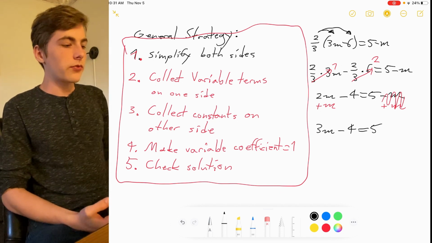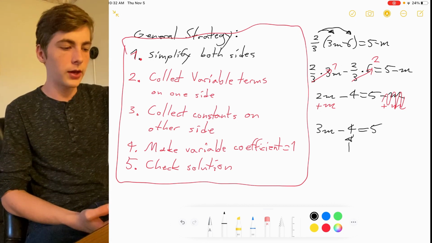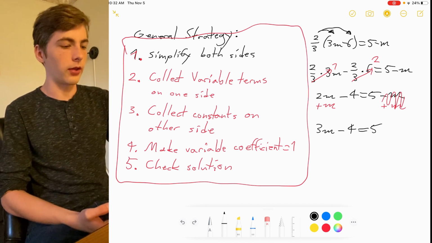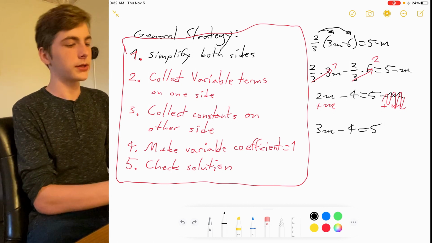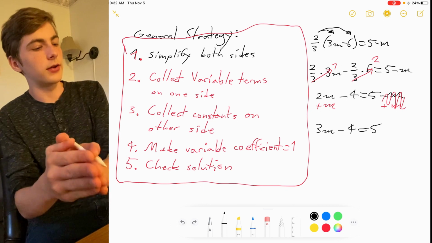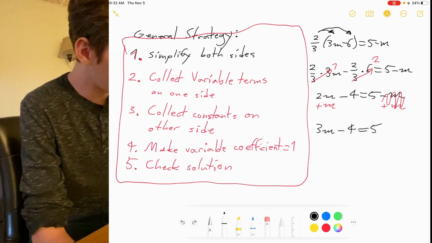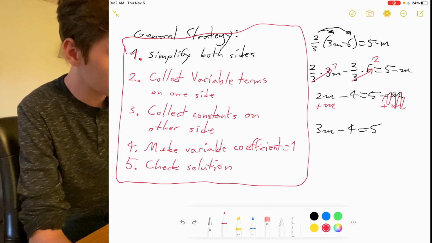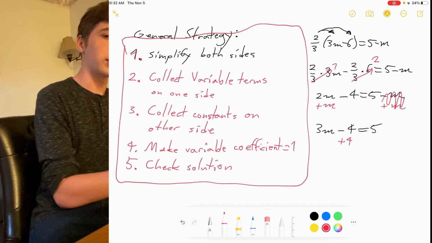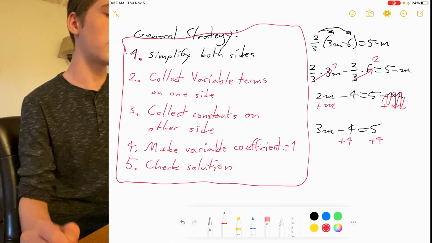Okay, step 3 says to collect the constants on the other side, right? We have one on the left, one on the right, and we want to get rid of the one on the left, right? We want all the constants to be on the opposite side of the variable. So we're going to get rid of the 4 on the left and put it with the 5 on the right. And how are we going to do that? Same exact way we did it with the variables. To get rid of a minus 4, we're going to add 4. But since that's changing the value, we've got to do it on the other side also. So 5 plus 4 over here.